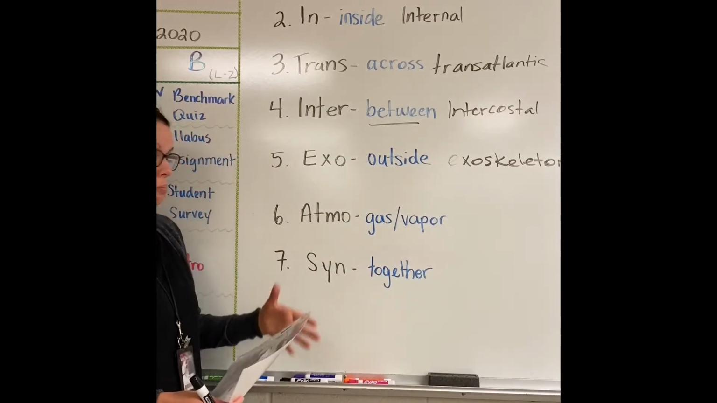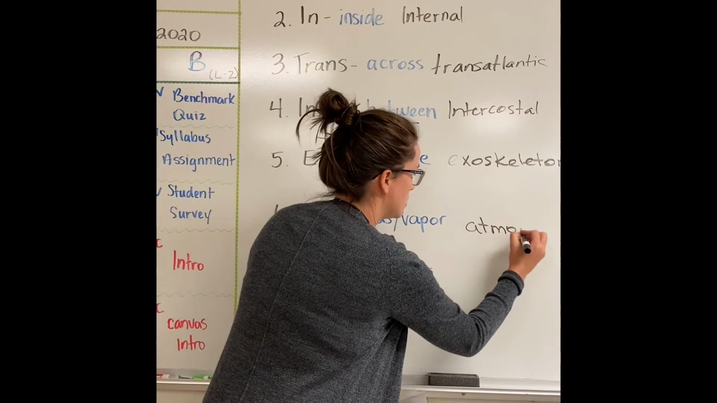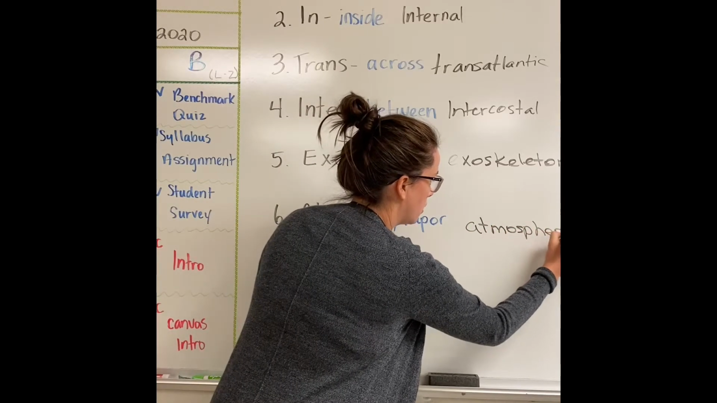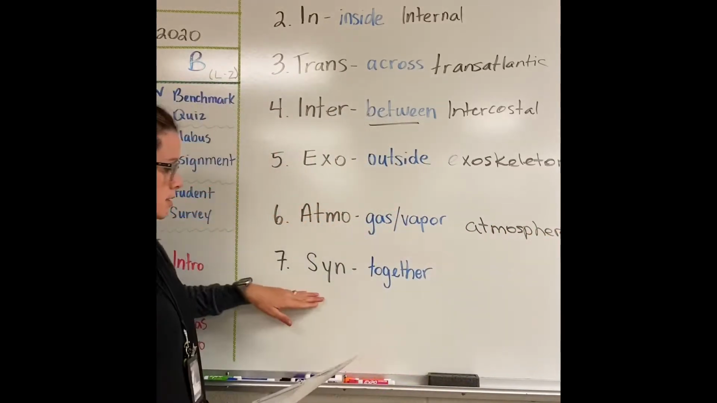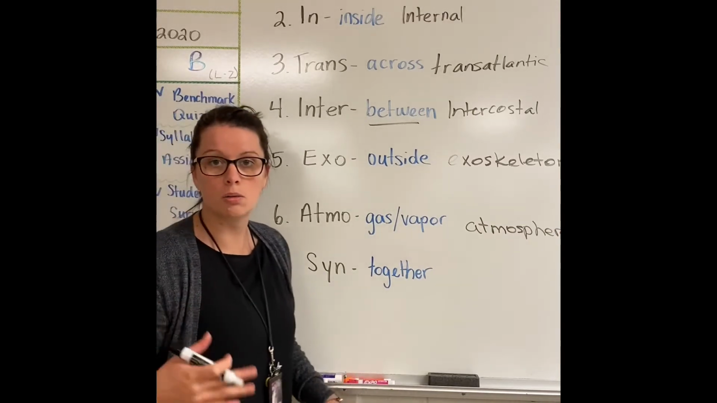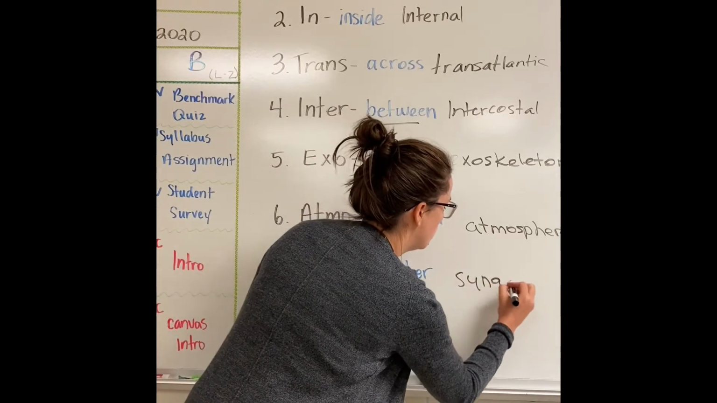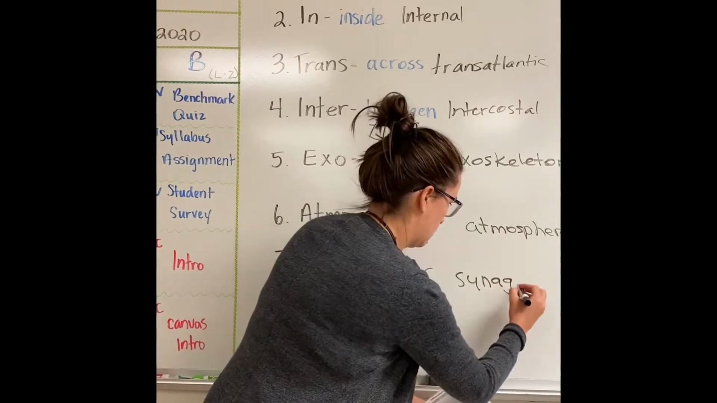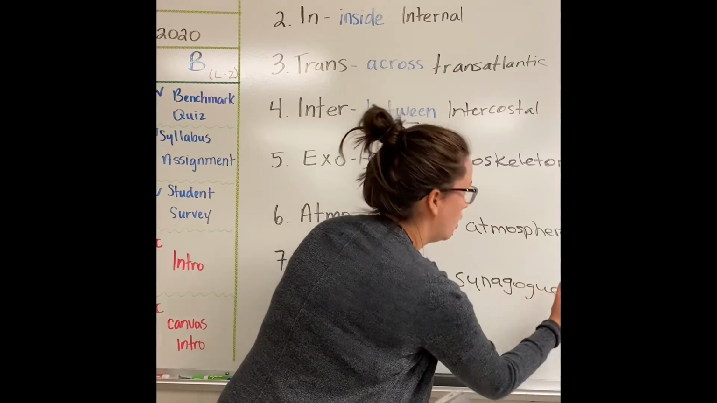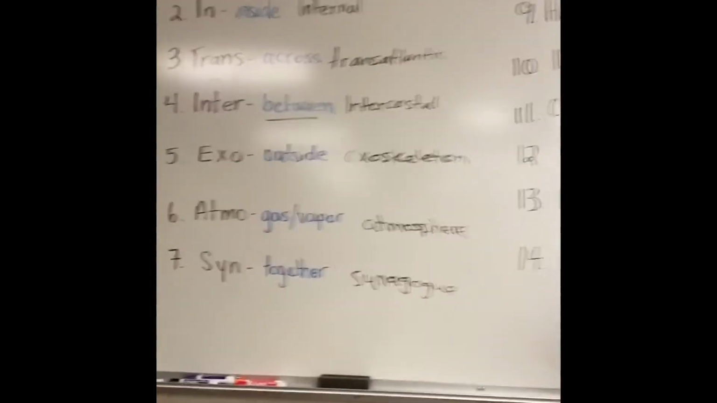Atmo, pretty common one would be atmosphere, means gas or vapor. Syn means together. So we've got a synagogue. What do they do at a synagogue? They come together. So synagogue would be a really good example of that. All right, Ms. Kelly, can we move on to the next section here?